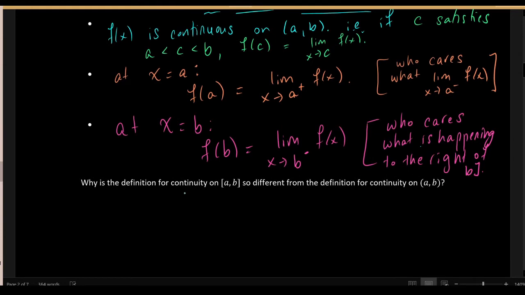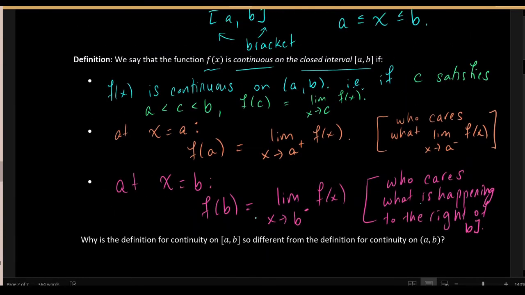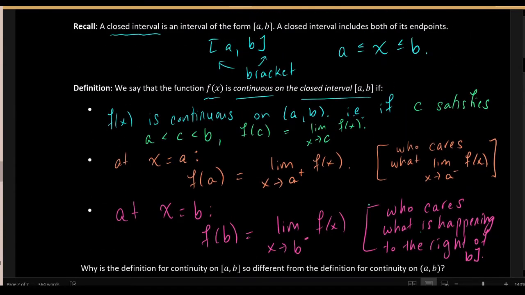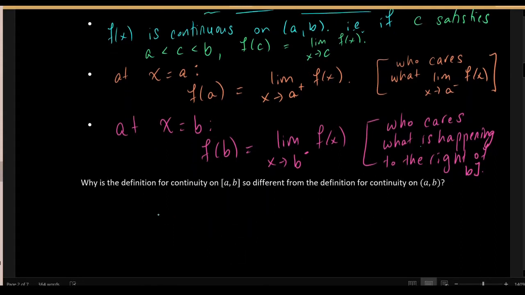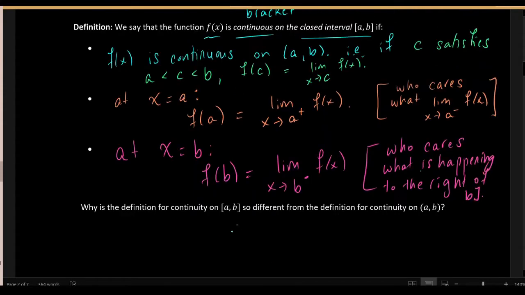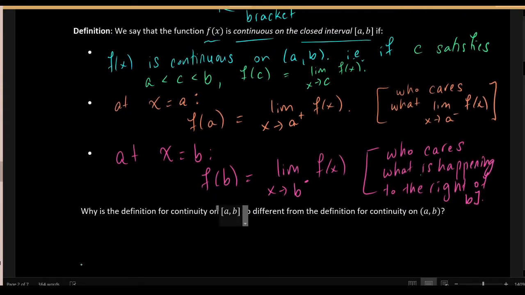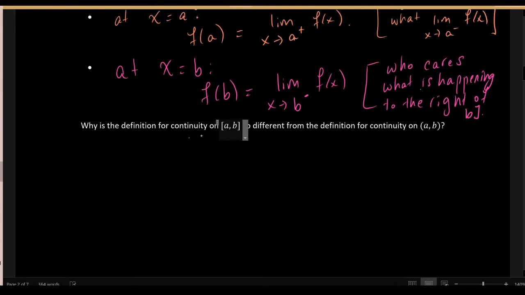Now, this might seem really strange. The definition for continuity on an open interval was just that the function had to be continuous at every x inside that interval. But for some reason, when we are including the endpoints, when we look at the closed interval for A to B, the definition gets way more complicated. At the endpoints, we are only considering one-sided limits instead of two-sided limits. So what's the reason for this discrepancy?